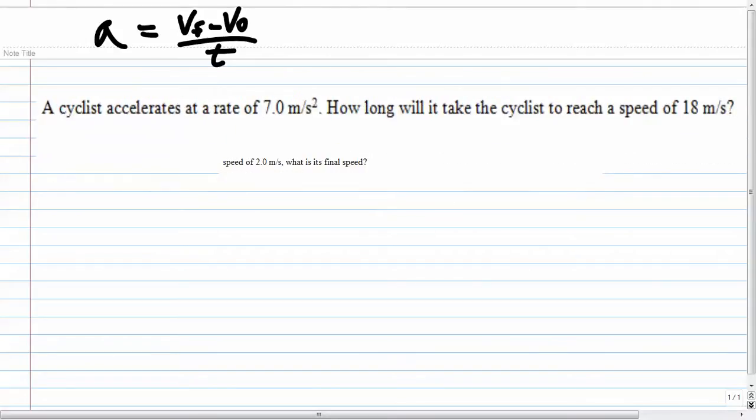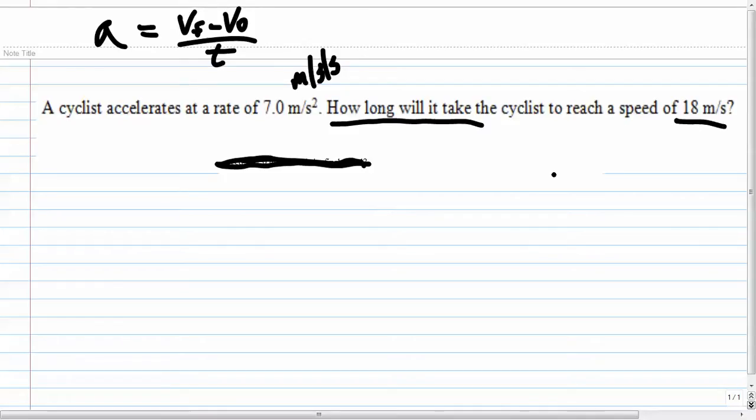Okay, so look at this. It says a cyclist accelerates at a rate of 7.0 meters per second squared. And remember, that's the same thing as meters per second per second. How long will it take the cyclist to reach a speed of 18 meters per second?